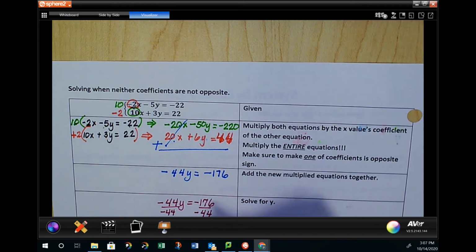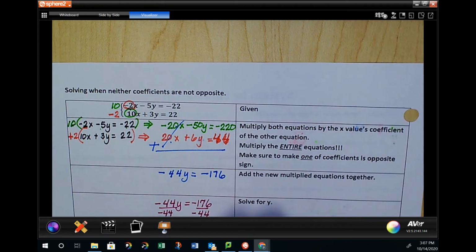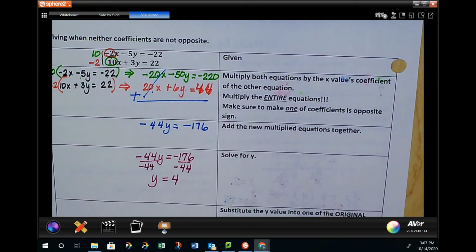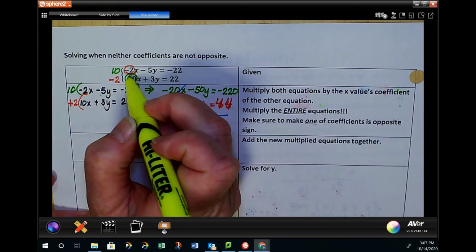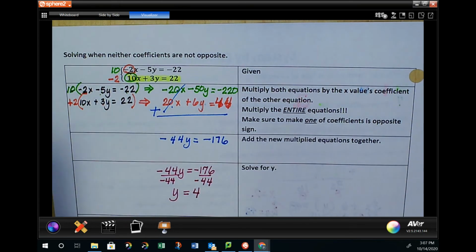So y is equal to positive 4. Now I'm going to substitute into one of my originals. Either one of those originals works, and again, I like to pick the one with the least amount of negatives because I'm lazy. So I'm picking this bottom one just because there's no negatives in there. That's the only reason why I'm picking it.